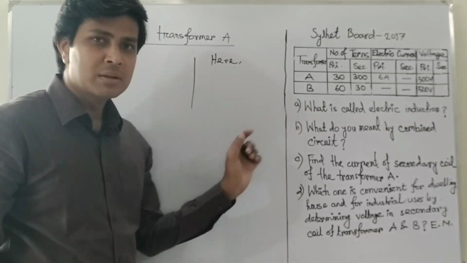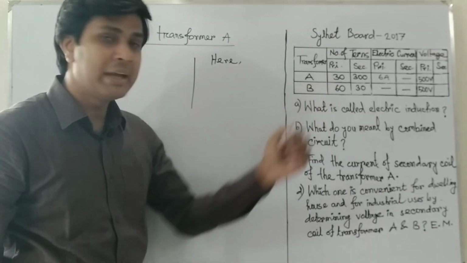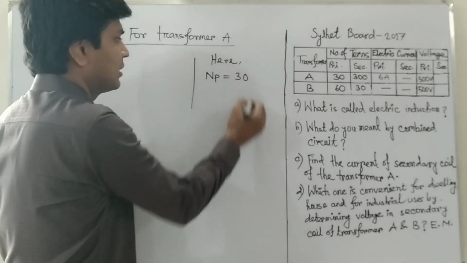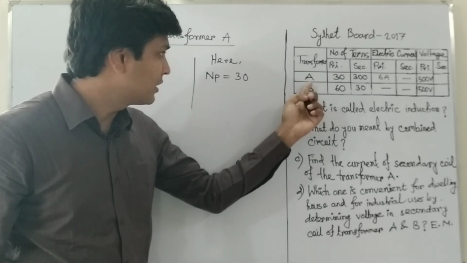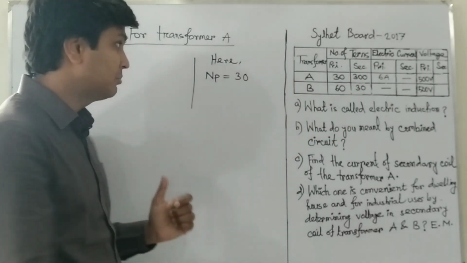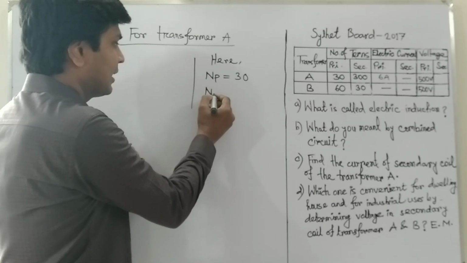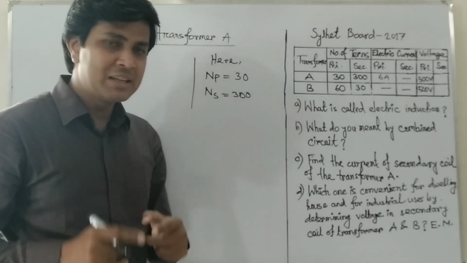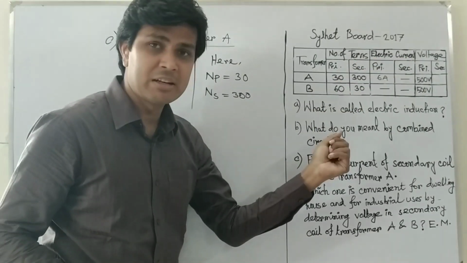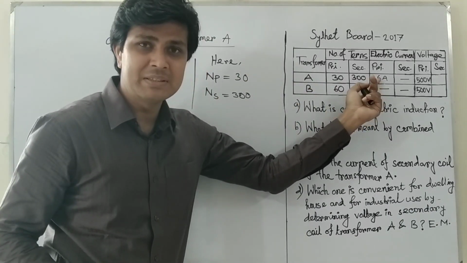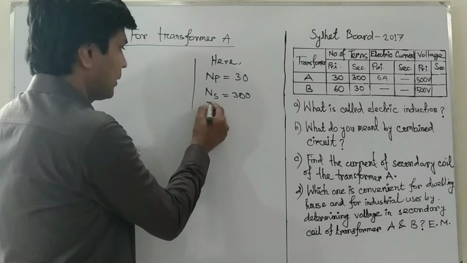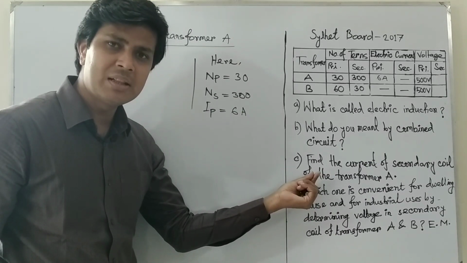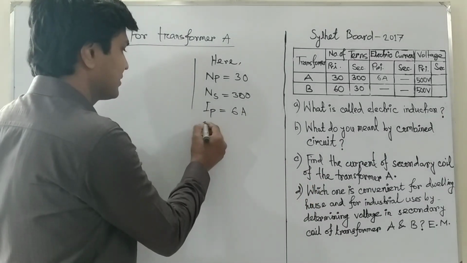Here the number of turns of primary coil of transformer A is given 30. That means NP is given 30. The number of turns of secondary coil of transformer A is given here 300. That means we can say NS equals 300, and there is another information which is the electric current of transformer A. That means IP is given here 6 ampere, and we have to calculate the current of secondary coil of transformer A. That means IS.